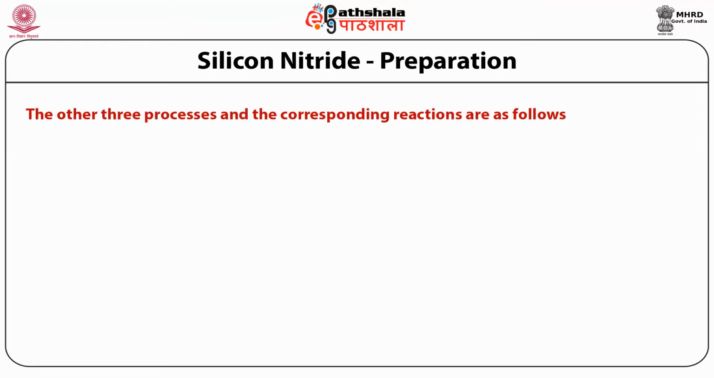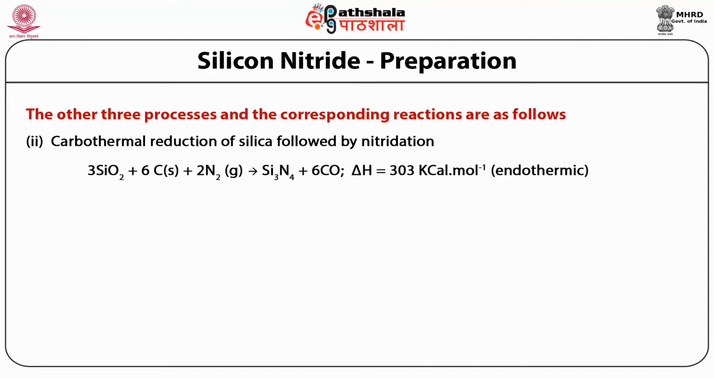The other three processes and the corresponding reactions are as follows. So the next one is carbothermal reduction of silica followed by nitridation. In this case, the reaction is 3SiO2 + 6C + 2N2 gives Si3N4 + 6CO. So here delta H is 303 kilocalories per mole, which is endothermic.